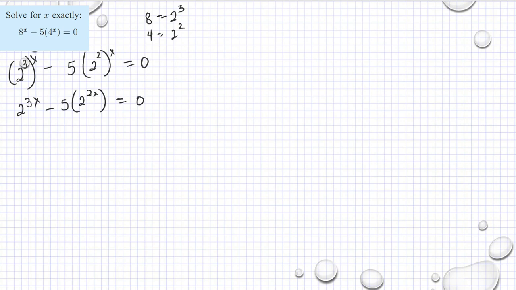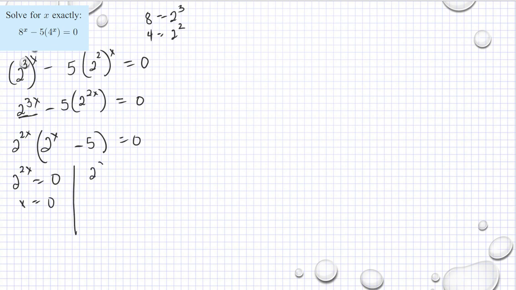And we know that we have 2 raised to 2x as a common factor. Then what is left here is 2 raised to x minus 5 is equal to 0. Then we have 2 raised to 2x is equal to 0. That means x is equal to 0. And the other one, we have 2 raised to x minus 5 is equal to 0. Then solving logarithmic equations, we have x logarithm of 2 minus, sorry, I did it too fast.